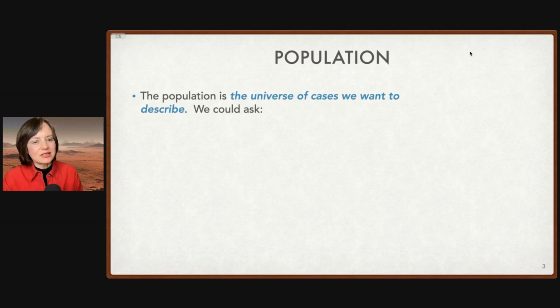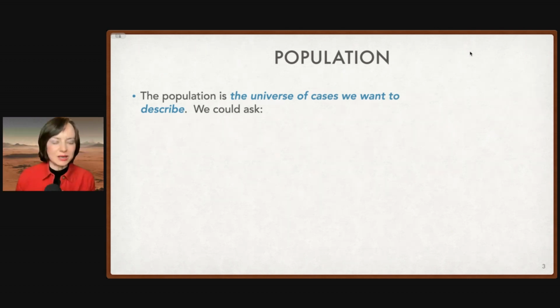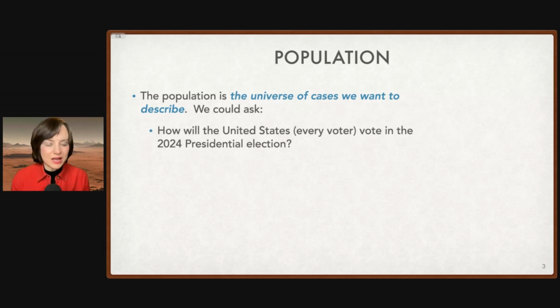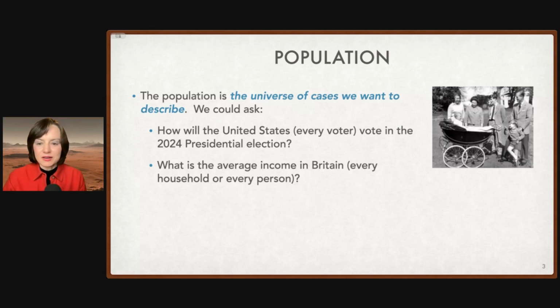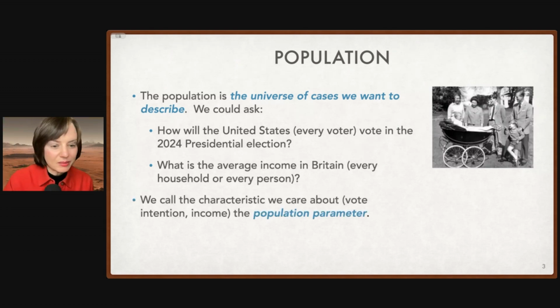When we are doing statistics, we are really interested in a population. That is the universe of cases we want to describe. This could be a population of people, of course, but it doesn't have to be. We could say, for example, how will every voter in the United States vote in a particular election? We could say, what is the average income in Britain by household or by person?